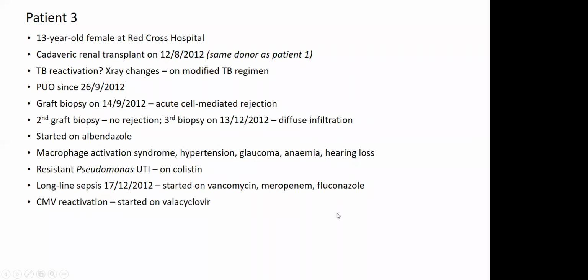And then patient 3, well, very similar, just a different spectrum of problems, but again, acute graft rejection and suspected microsporidial infection started on albendazole. So I would like to show you what we found in our laboratory. We were sent samples to confirm the diagnosis and to see if we could come up with the name of a pathogen here.